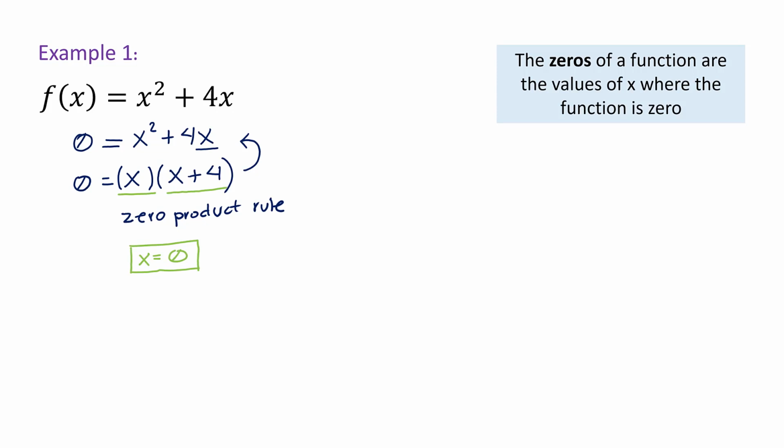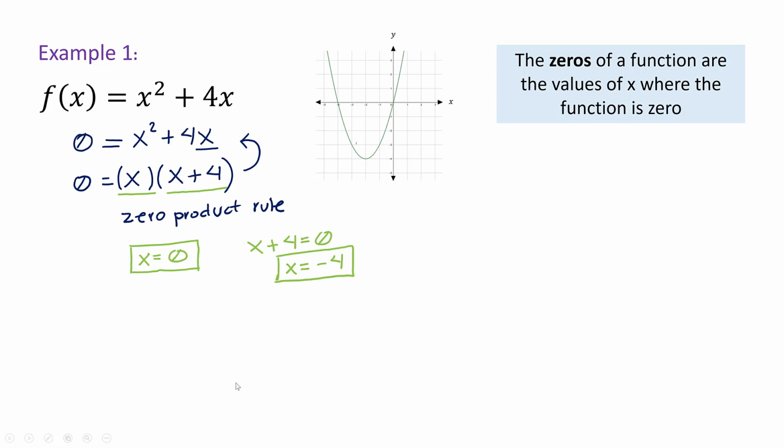Now, the second term is x plus 4. I equalize that to 0. X plus 4 equals 0. And I clear to find the next value of x. X equals -4. And we are done solving this equation. That means that this function has 2 zeros. And if we remember, that is exactly the answer that we had when we solved by graphing. -4 and 0.